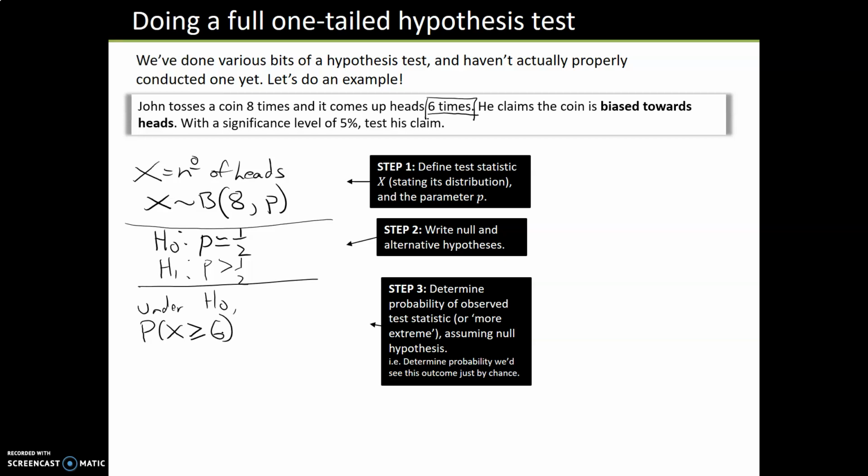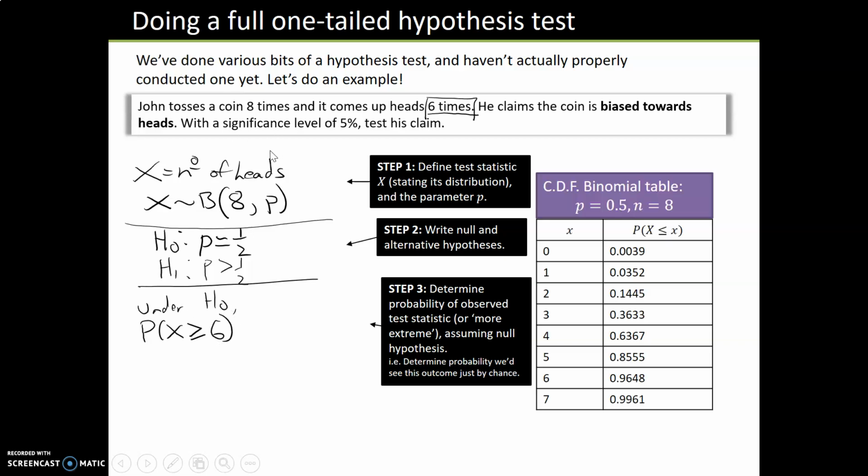6? And why is it bigger than or equal to? Because what would constitute more extreme evidence of the coin being biased is if I had even more heads. I can use a calculator for this, or I just use a table. Here I want the probability of X bigger than or equal to 6. That's 1 minus the probability of X less than or equal to 5. Remember, the opposite of being bigger than or equal to 6 is less than or equal to 5. That's 1 minus, just reading off here, 0.8555. So this should be 0.1445.